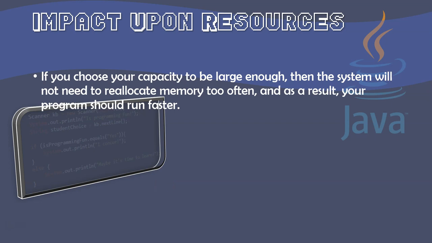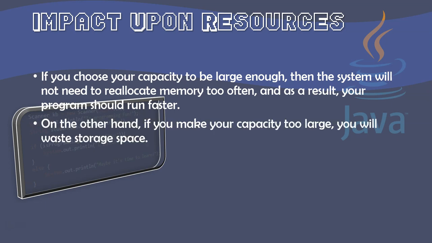So for example, if we know that there's going to be, let's say, 20 elements and we make it of size 20, then our program should run faster than if I say, hey, it's 5 and I need to get up to 20, because every time I have to add one, it's having to reallocate a new set of memory to create that bigger array.